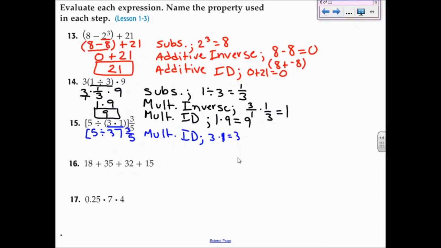The next step is I'm going to substitute 5 divided by 3. I'm going to write that as a fraction, 5 over 3. And that's the substitution property. It says that if they're equal, I can write them in for the other one, replace them. So 5 divided by 3 is equal to the fraction 5/3. And now I have reciprocals, 5 on top and 3 on the bottom in one, 3 on top and 5 on the bottom in the other. When I multiply reciprocals together, I get 1. So that's the multiplicative inverse property.